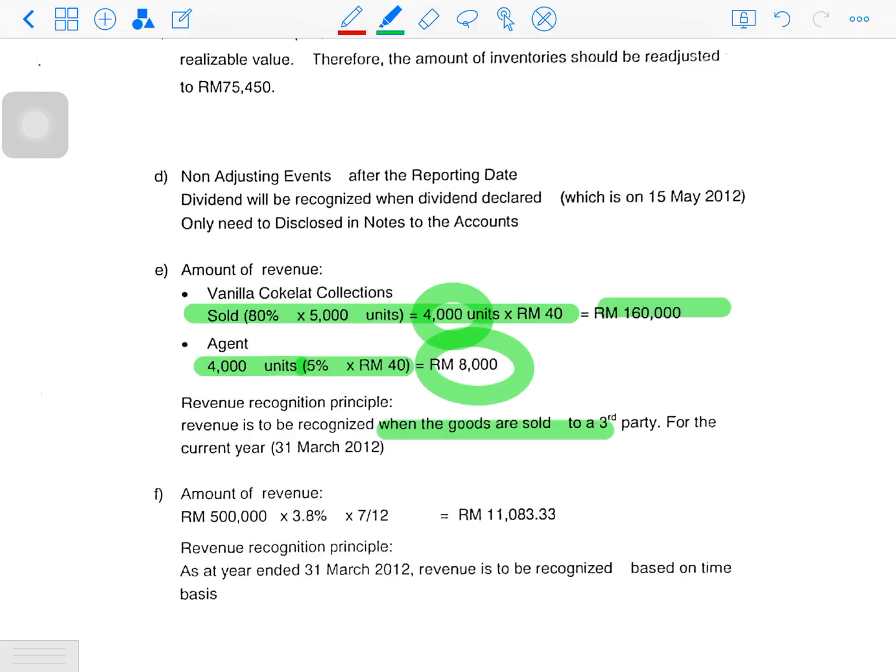Okay, I think we stop here. We're going to continue next class with inventories, event after balance sheet date. We're going to look at several other questions. Okay?